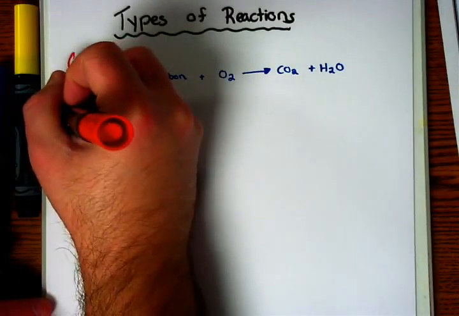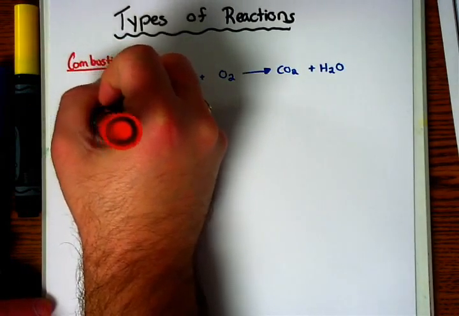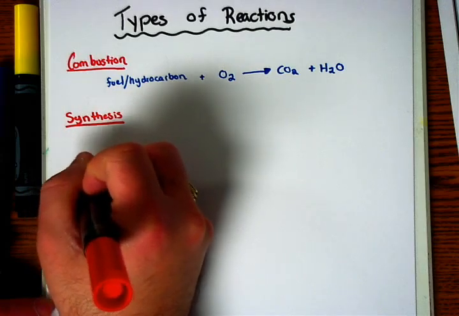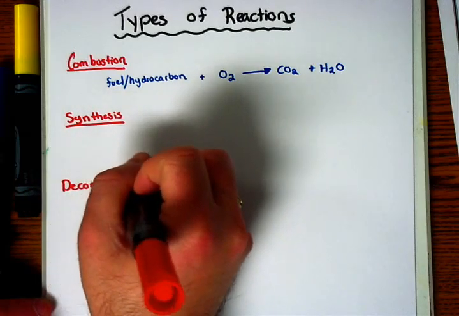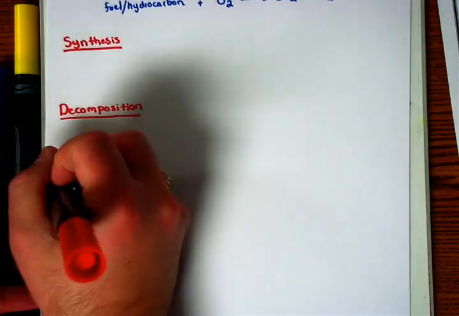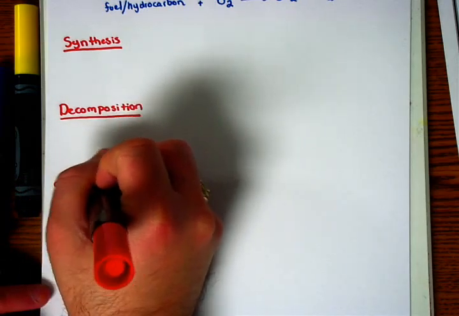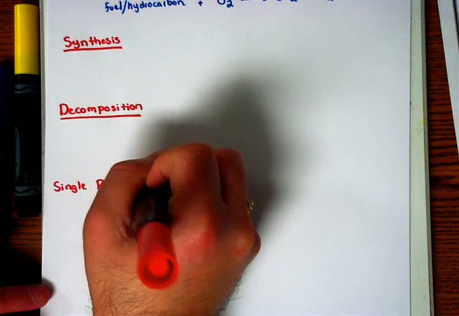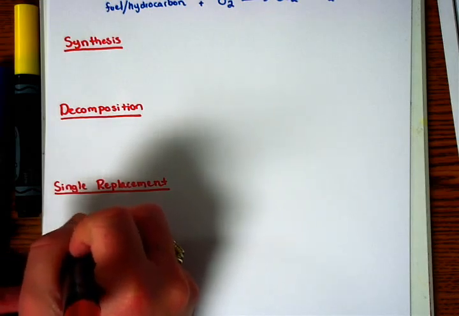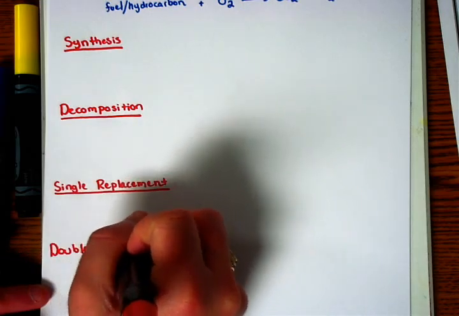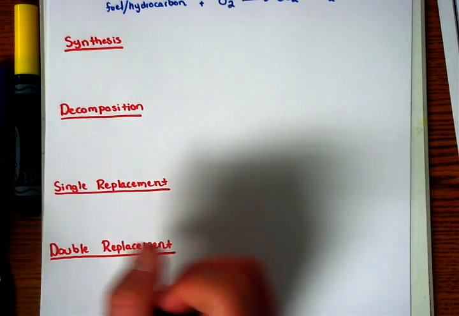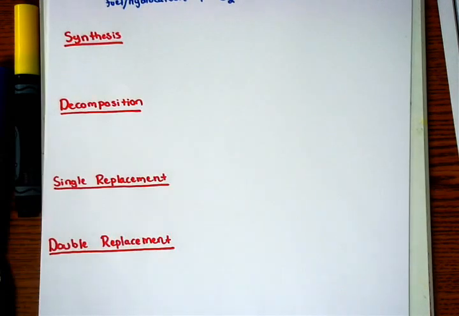After combustion, there's going to be synthesis. Leave some space, maybe 2 or 3 lines. Decomposition. Leave a couple of lines after that. Then there's single replacement. And there is double replacement. And I'm going to give you the simplified version of what these each look like, and then I'll give you an example or two.